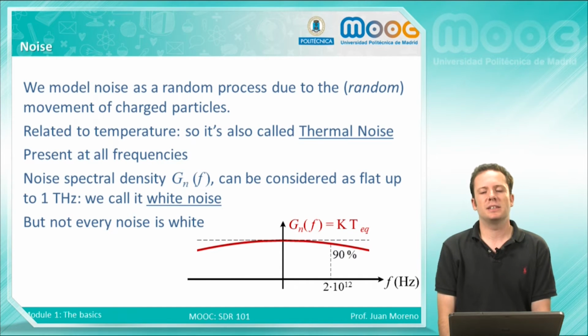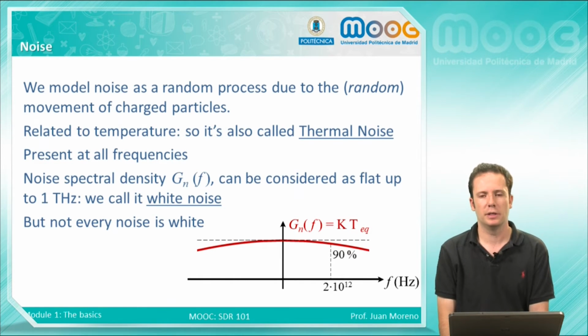Another parameter that affects the signal is the noise. As you will probably know, the noise is an undesirable feature of the signal, and we model it as a random process. The cause of this noise is the movement of charged particles. This definition may not help you, but it's good to understand that noise is everywhere. It's present on every frequency.